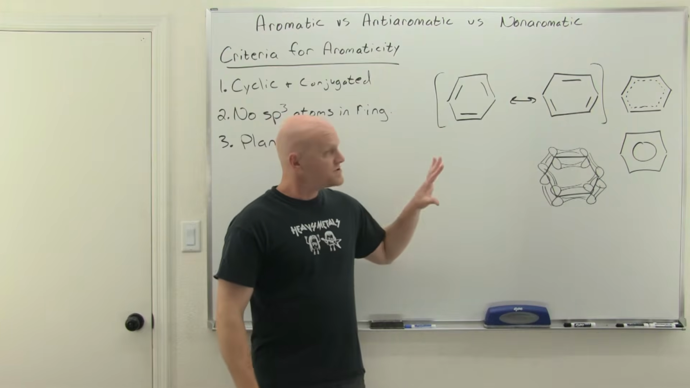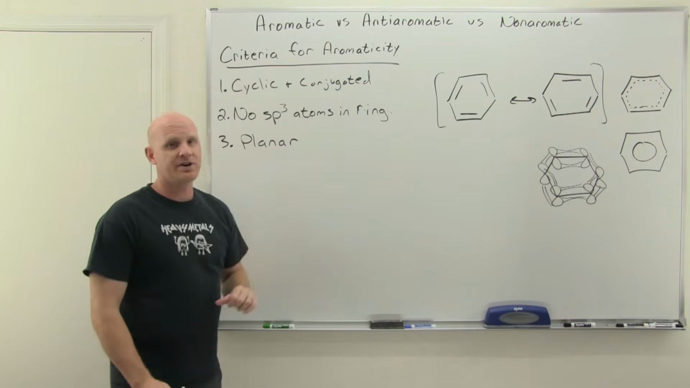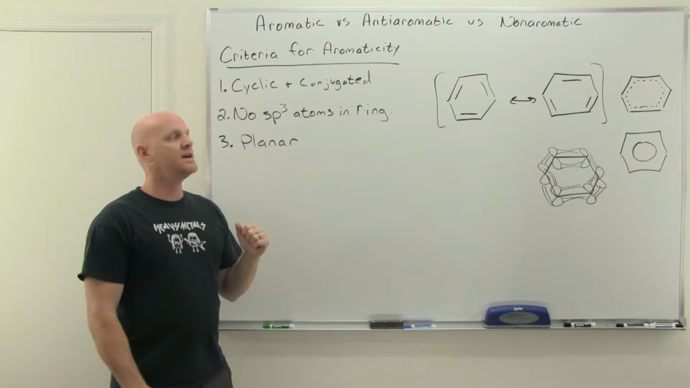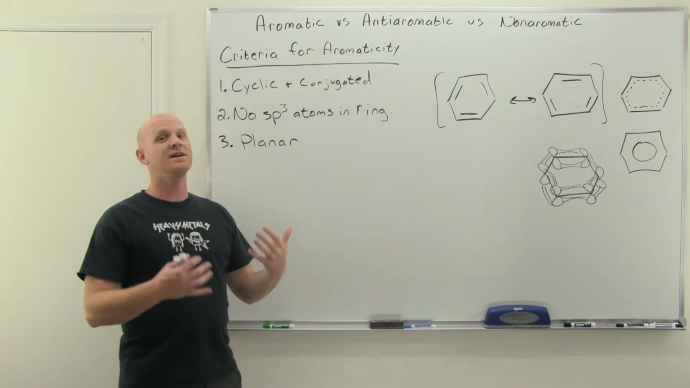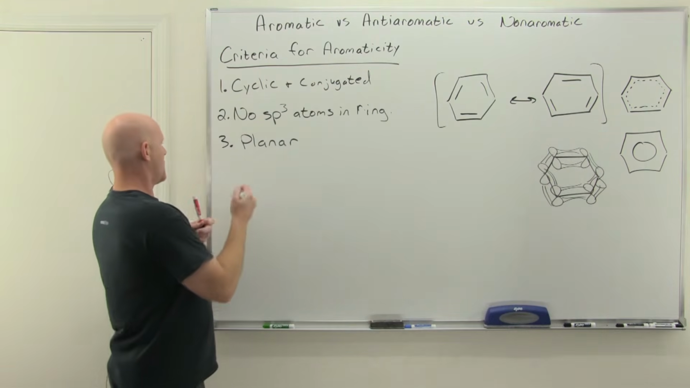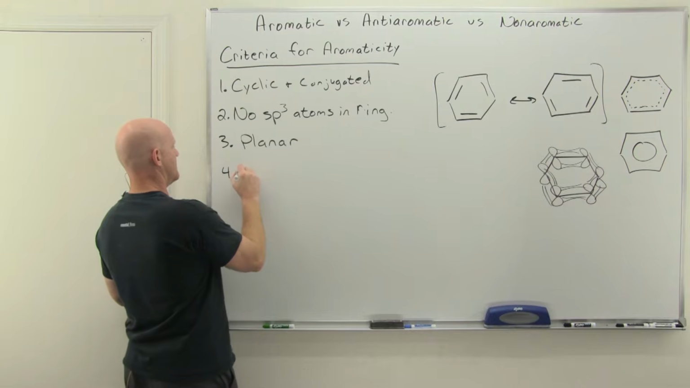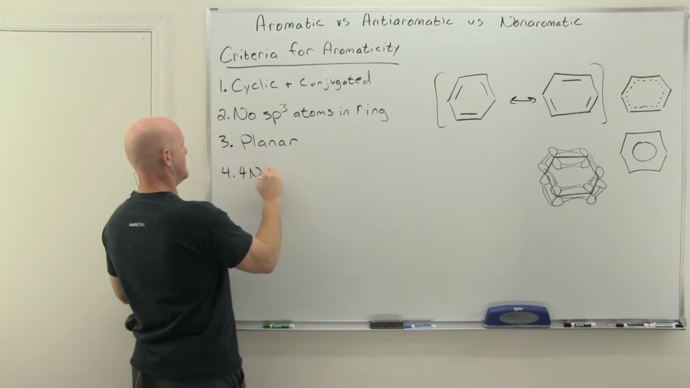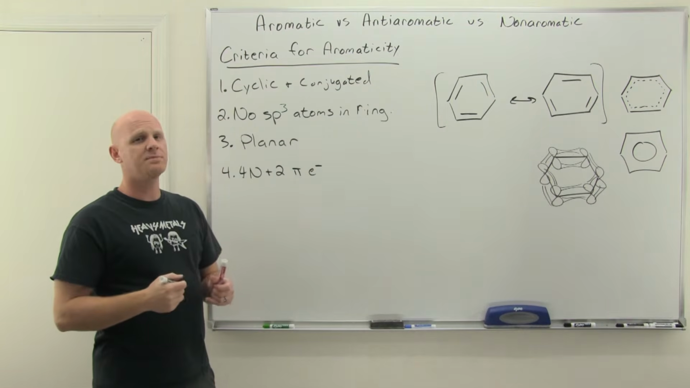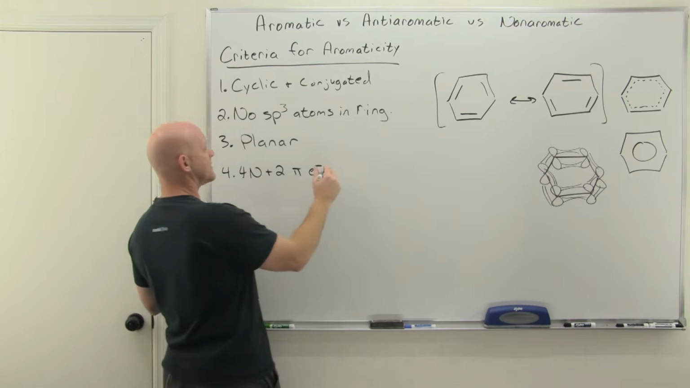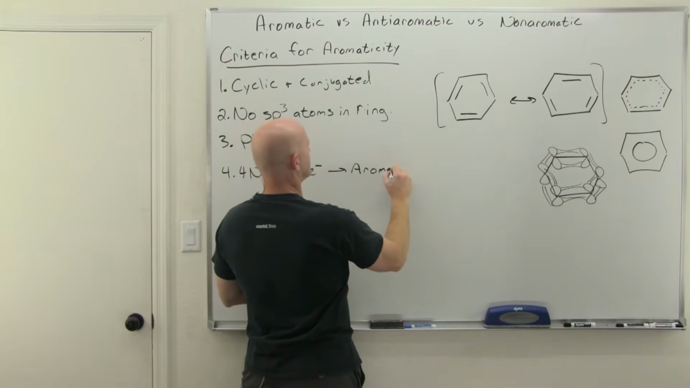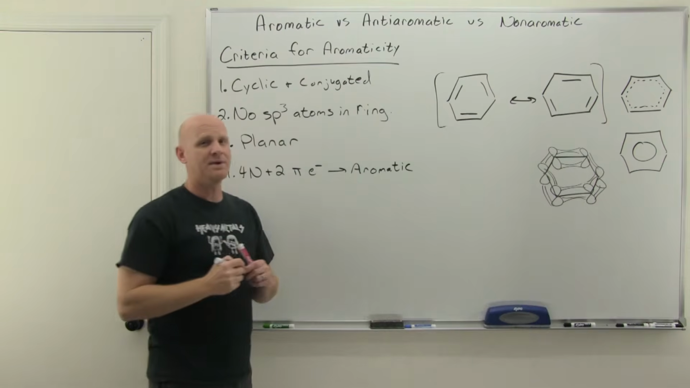All right, so once you've gotten through all three of these lovely criteria, it turns out the number of pi electrons in your conjugated system totally matters. And this is going to be a little bit strange at first, but we're going to have what's called 4n plus 2 pi electrons. So when you've got 4n plus 2 pi electrons in your system, and you've satisfied the first three criteria, that's going to result in your compound being aromatic.